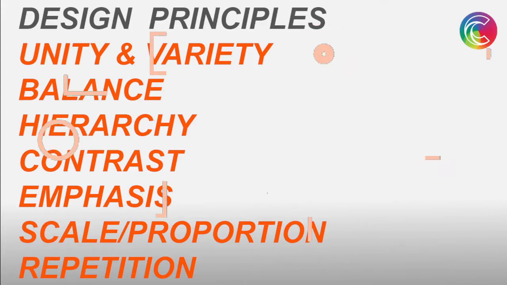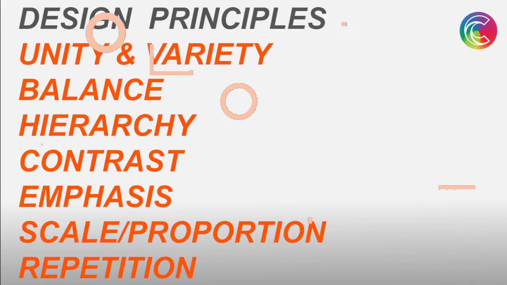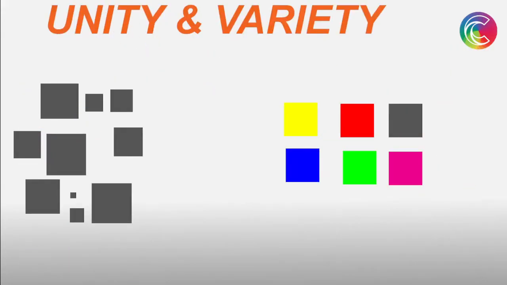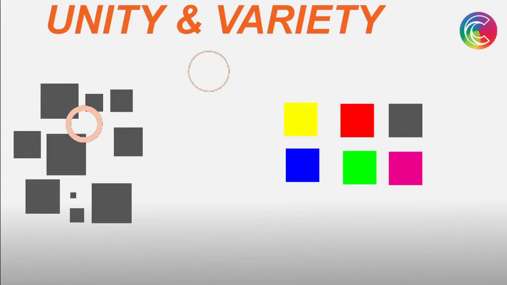So the design principles are unity, variety, balance, hierarchy, contrast, emphasis, scale and proportion, and repetition. So what is unity, variety? Unity is where you can see similarity in all the things, and variety is where there is some difference. The image on the left has unity in the color and variety in the size, whereas the image on the right has unity in the size and variety in the colors.